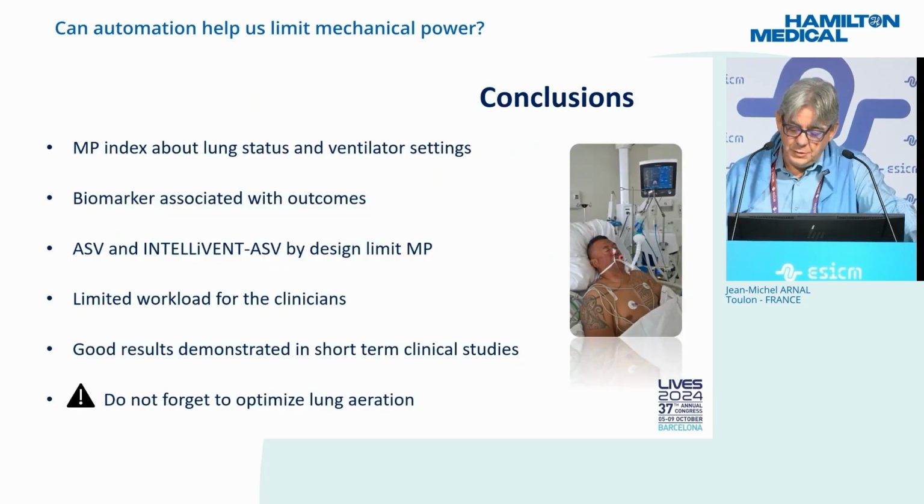So to conclude, mechanical power is an index of both the lung status and the ventilator settings. And for me, it's a sort of biomarker that is associated with the outcomes. ISV and IntelliVent ISV by design limit mechanical power. And the good point is that it's with a limited workload for the user, because after we have to do the initial setting, but then we just have to monitor the patient. All the adaptation will be done automatically.